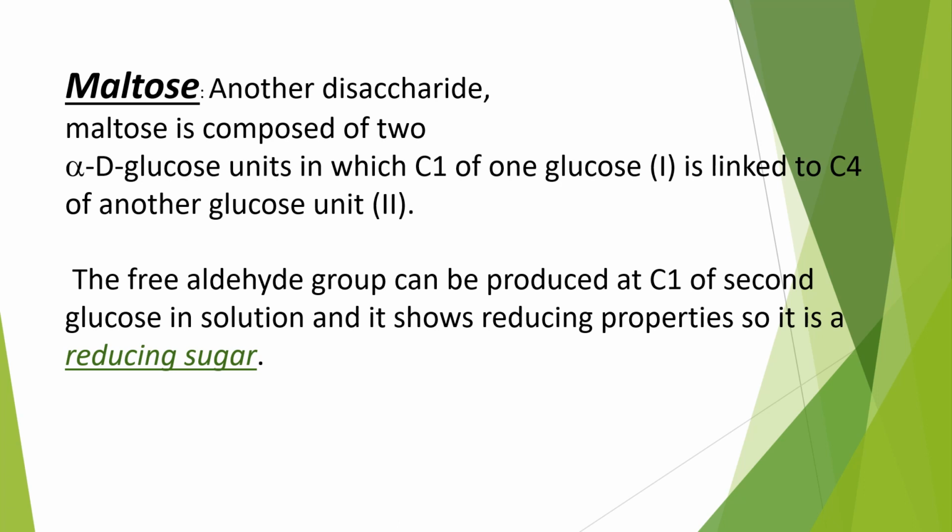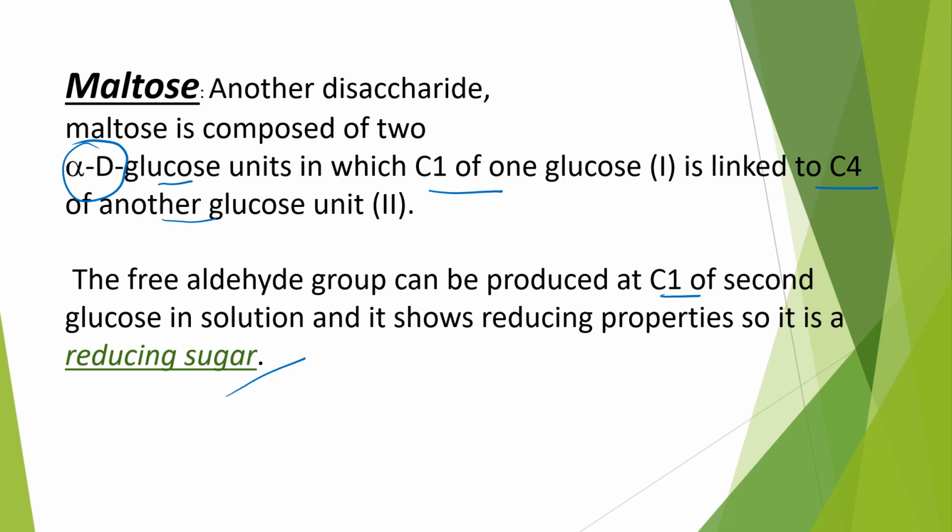Now next we have to study about maltose. So maltose is a very simple disaccharide in which there are two alpha D glucose units joined together by C1 of one glucose and C4 of another glucose unit. Both the units are glucose units, that too alpha D glucose. That is very important. So the free aldehyde group can be produced at C1 of second glucose in solution, and it shows reducing property, so it is a reducing sugar.